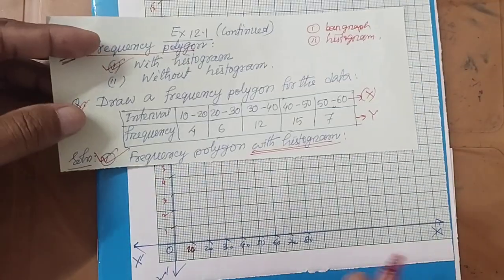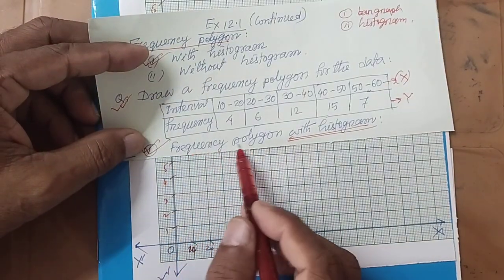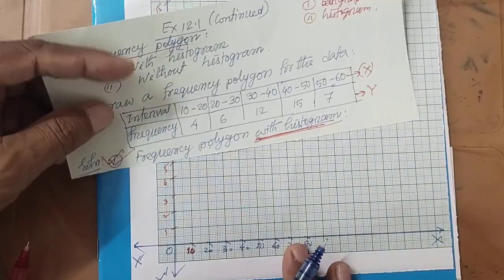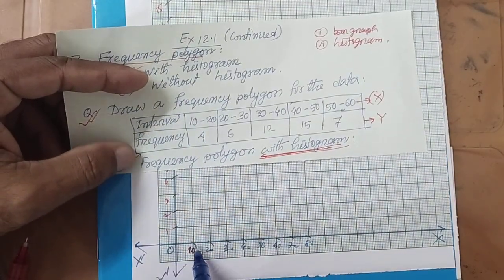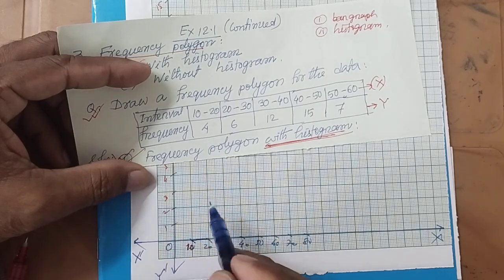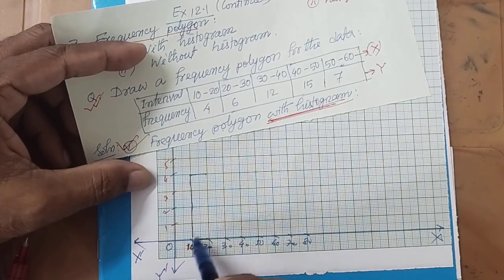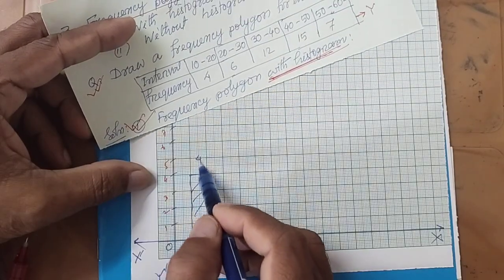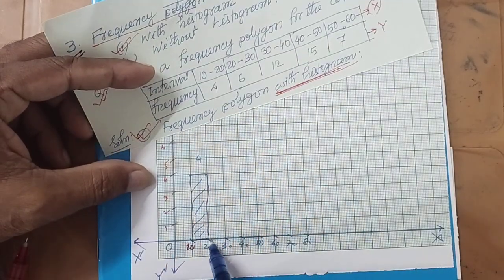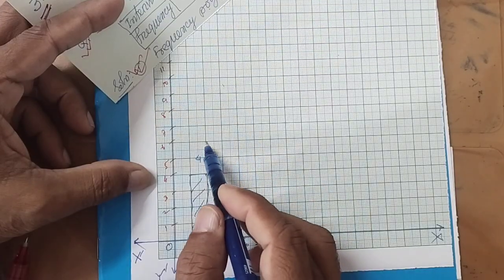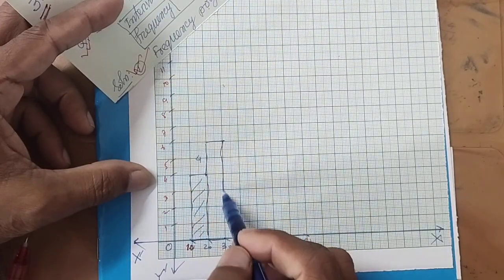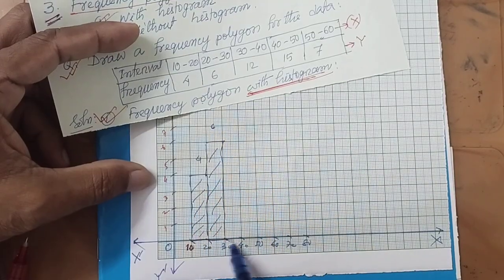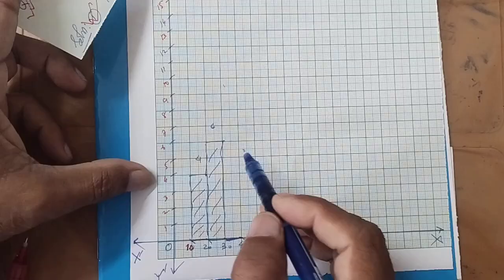So at first we have to draw histogram. Our topic is frequency polygon. We are drawing with the help of histogram. So at first we will draw a histogram. Histogram, you see, 10 to 20 interval. This is the interval 10 to 20. Frequency is 4. So this is the first rectangle. We can mention here above this rectangle, its height is 4. 20 to 30, height is 6. We can just shade it to make it clearly visible. Then 30 to 40, height is 12.